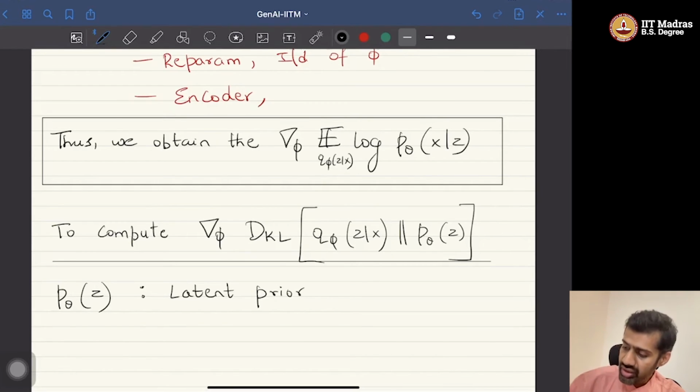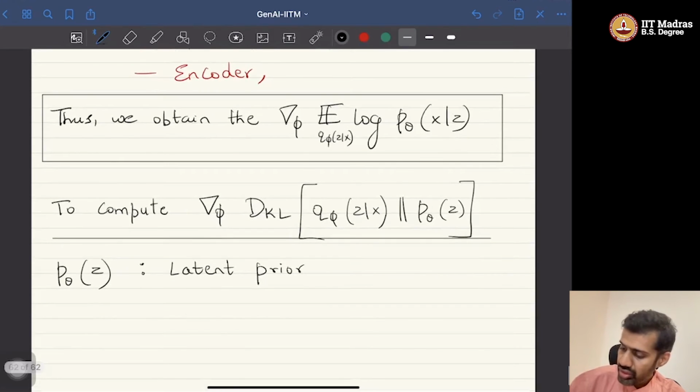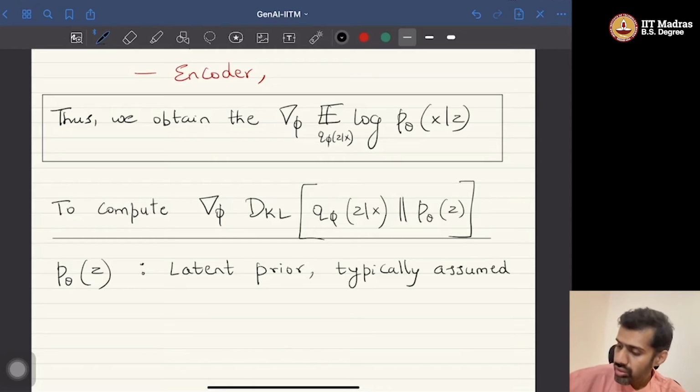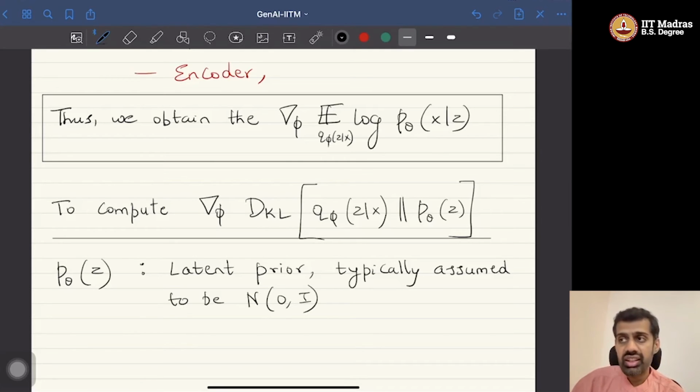So typically this is assumed to be an isotropic Gaussian distribution or a normal distribution where the dependence on theta is taken out. So we are not saying that it depends on theta anymore. This is assumed to be normal 0 1.